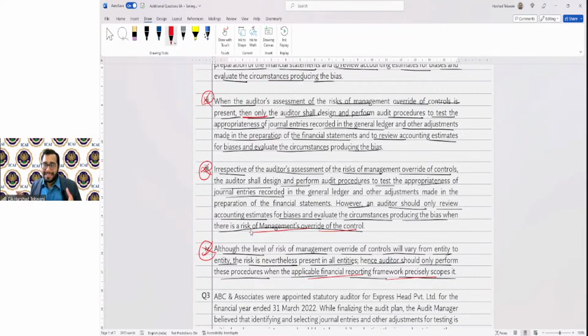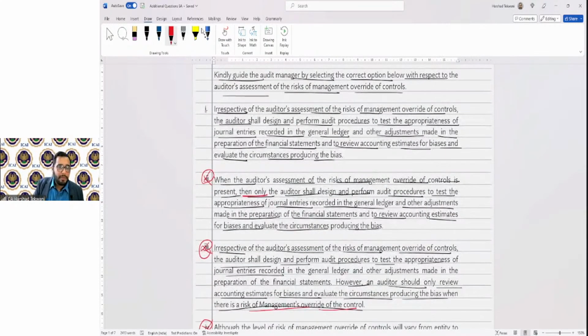And the fourth one says when the applicable financial reporting framework precisely scopes it. See, testing a particular area is based on the auditing framework, not the financial reporting framework. So whatever areas you are required to test, how you are required to test, what audit procedures you are required to perform, it's not there in the financial reporting framework. No, that's wrong. So that's why 4 is wrong. The correct option is A.